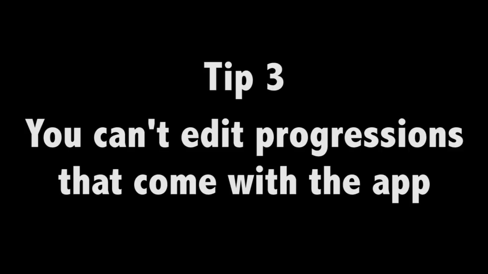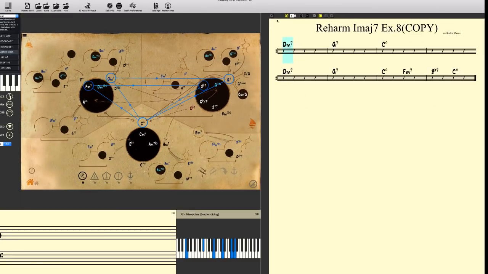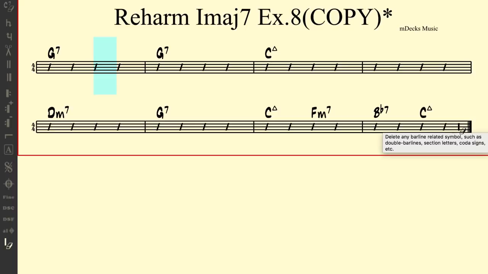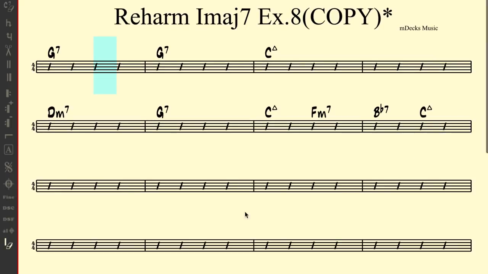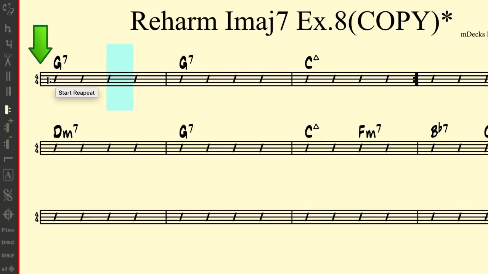Tip 3. You cannot edit the progressions that come with the app, but you can duplicate them and make changes to the copy. Tip number 4. Adding more measures to a progression. If you run out of measures, just delete the final bar line of your progression. Tip 5. Start repeats. Don't forget to add a start repeat at the beginning if that's what you want. The app needs a start and end repeat to make sense of the form.